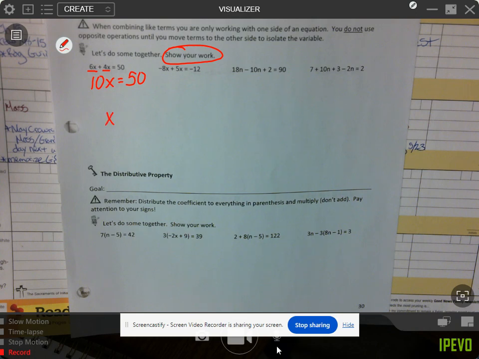How do I get the x by itself? So I want to divide 10 from both sides. 10 divided by 10 gets me down to my x. 50 divided by 10 gives me 5.